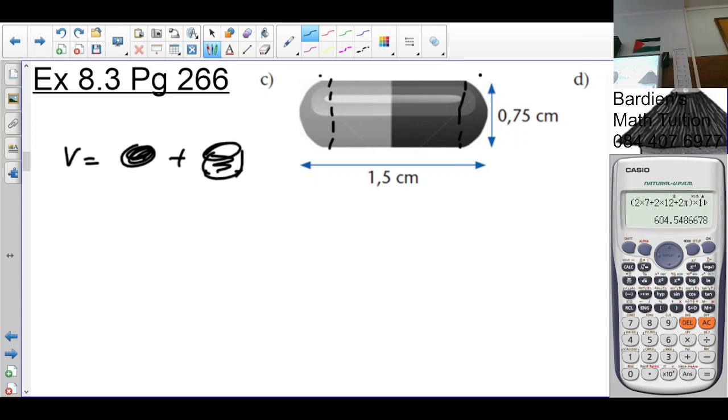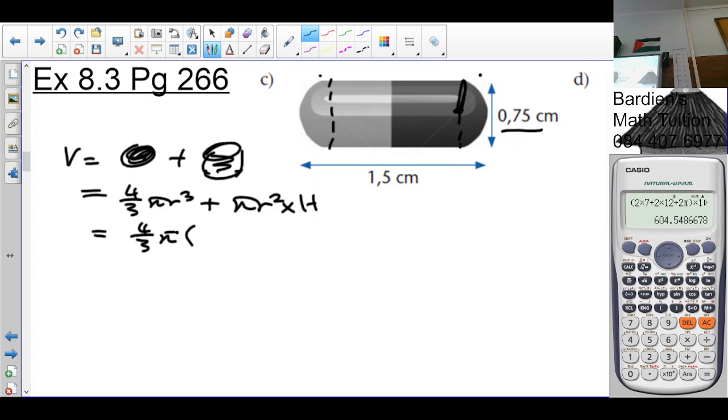Also, how do you calculate the volume of a sphere? 4 over 3 pi r cubed, plus the volume of a cylinder, area of base times height, which is pi r squared times the depth of the object. So it's 4 over 3 pi. What's the radius? If that is 0.75, the radius is half of that. So it's going to be 0.375. Okay? 0.375 cubed, plus pi, the radius 0.375 squared, times the depth of the object.